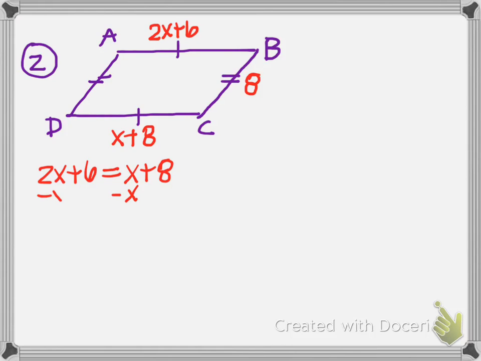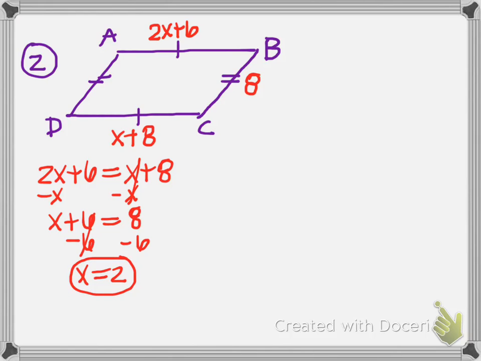So we'll subtract x from both sides. x plus 6 equals 8. We'll minus 6 from both sides. So x equals 2. Now we can evaluate those two sides. So AB and DC, if I plug in x here, I'm going to get a value of 10 for both of these segments. My other two sides are 8 and 8.